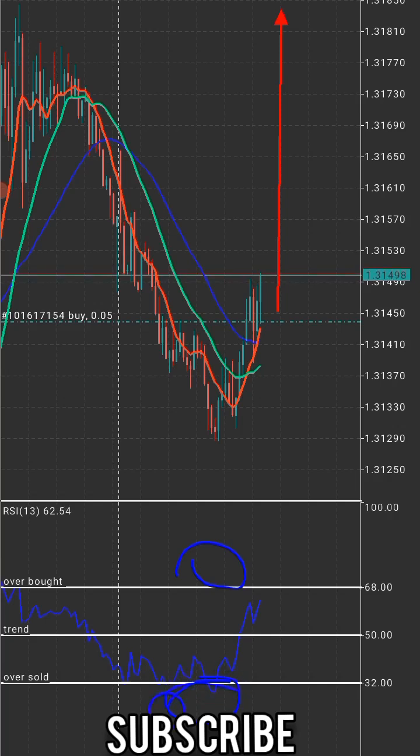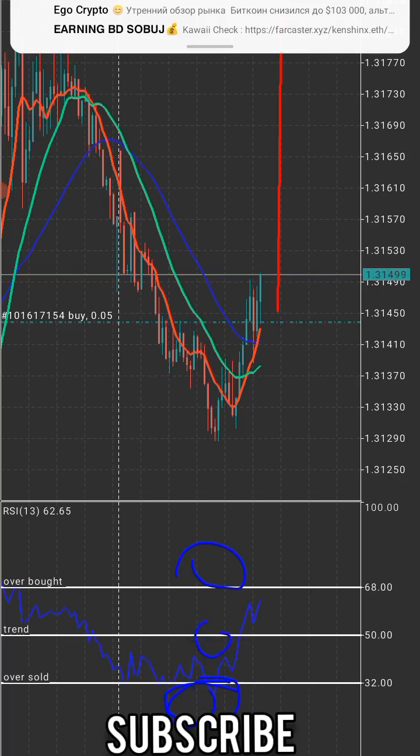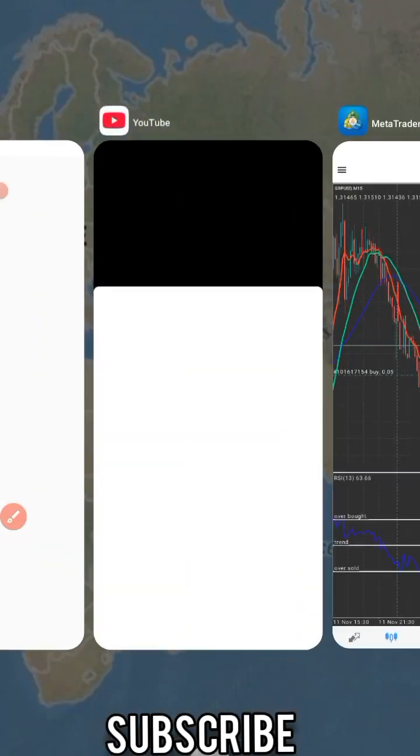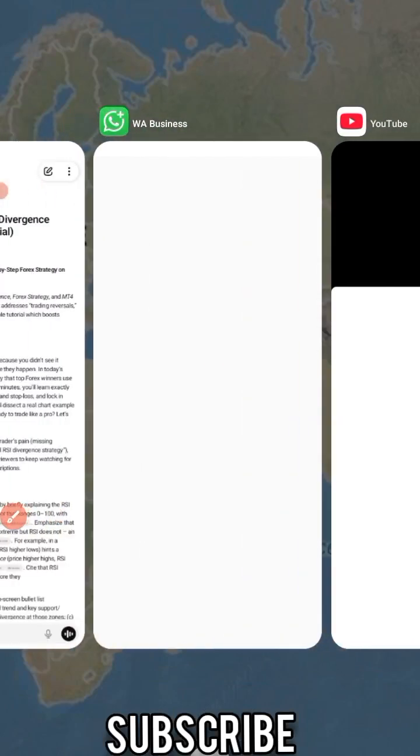Once it reaches here, I don't even trade when it is at 50. No, I don't trade when it is reversing at 50. I trade only when it is at this particular 32 or 68. Once I see divergence at that level, I trade it. Now, there is a trade. Let me see. There is a trade that I posted on my platform days ago.